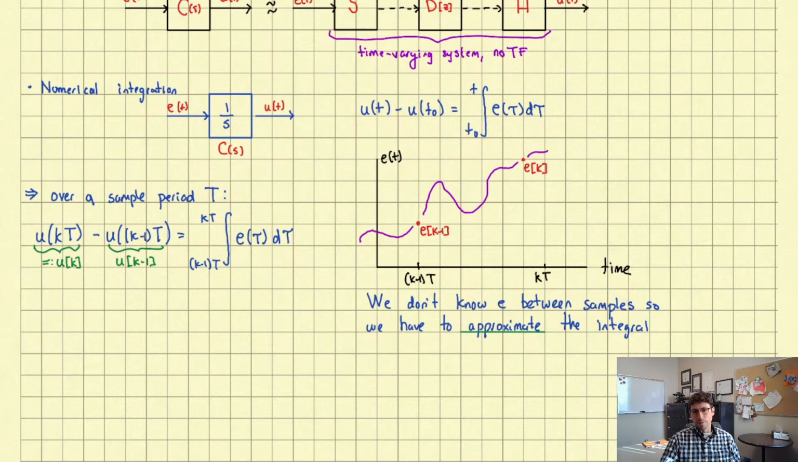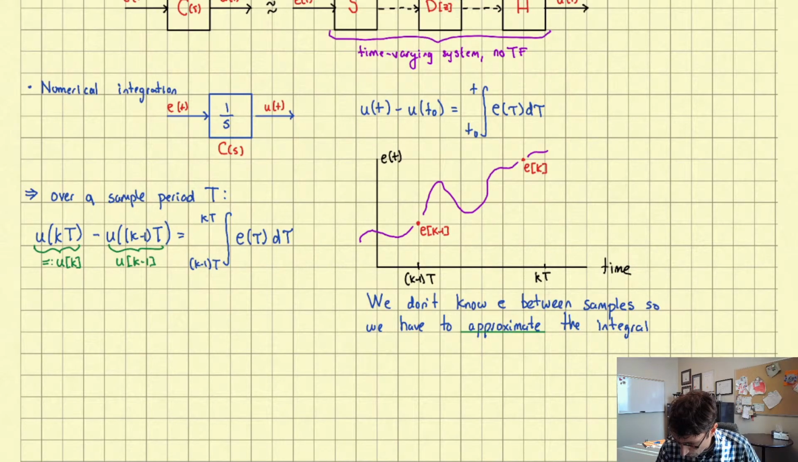You can imagine what we're going to do. We're going to do three approximations: keep the value of the previous sample constant over the period, keep the value of the current sample constant over the period, or do linear interpolation between the samples. Those are going to be our three numerical integration techniques, and that's what we'll see today. So let's get going.